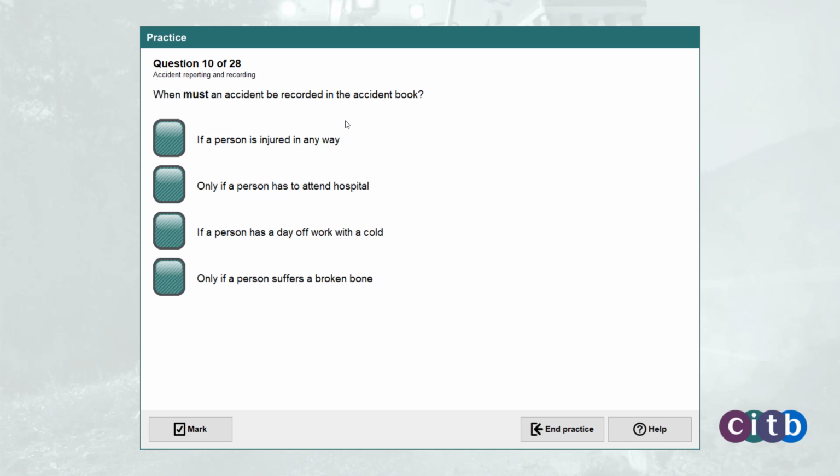When must an accident be recorded in the accident book? If a person is injured in any way. Only if a person has to attend hospital. If a person has a day off work with a cold. Only if a person suffers a broken bone.